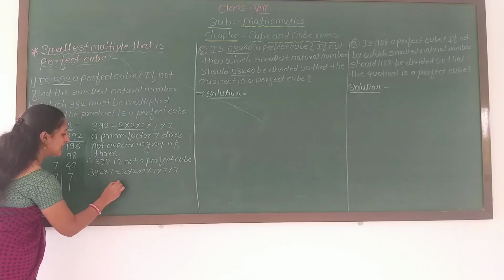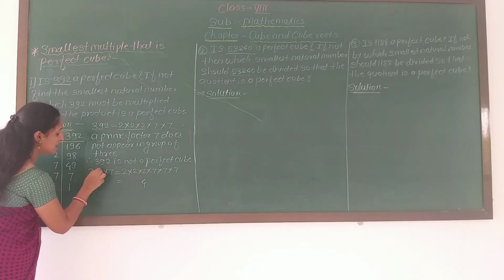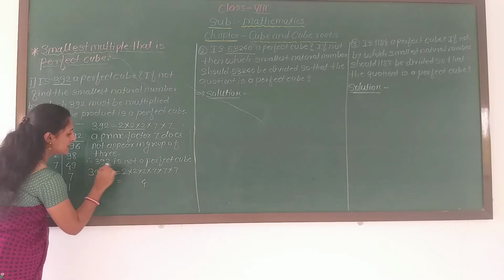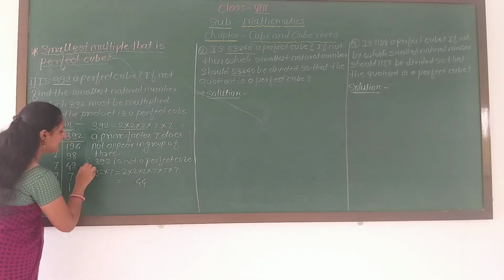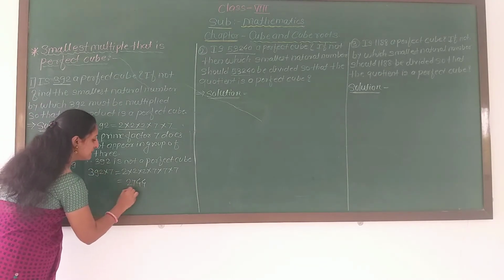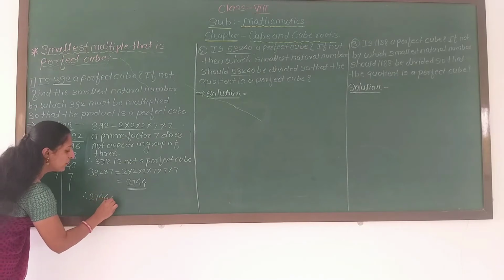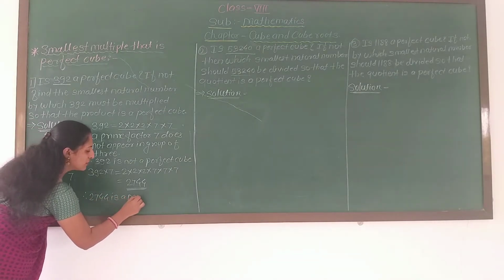So that number is: 7 twos are 14, 1 is carry, 9 sevens are 63 plus 1 that is 64, carry 6, 7 threes are 21 plus 6 that is 27. So that is 2744, therefore 2744 is a perfect cube.